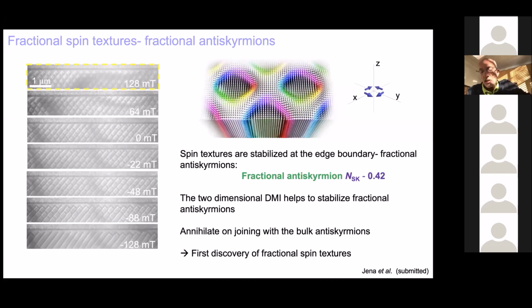So this is very interesting. They only exist at the edges because of the interior structure. It's the first time that these have been observed, as far as we know, and the winding number is not an integer, it can be varied. So these are really fractional objects.